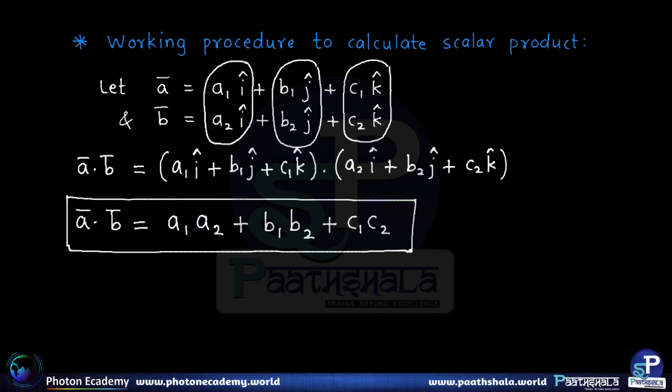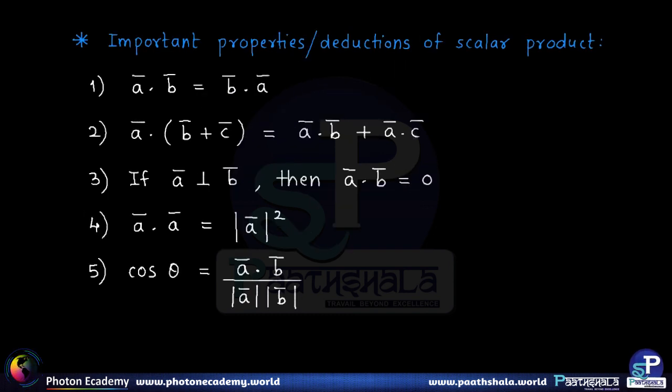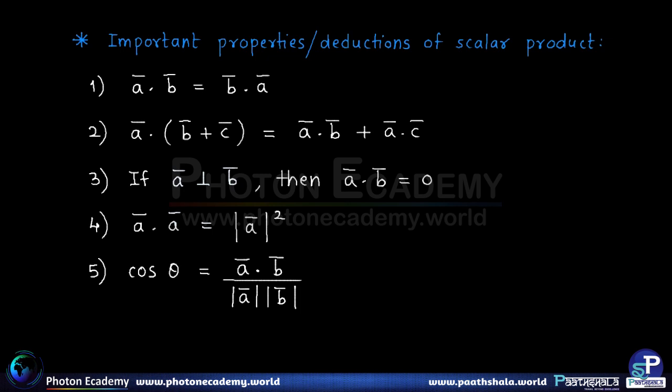Let us go ahead and see some of the important properties or deductions based on the definition of scalar product. Firstly, we have a bar dot b bar equal to b bar dot a bar. Again, this is called the commutative law. That means even if you change the order of vectors in scalar product, the final answer remains the same.